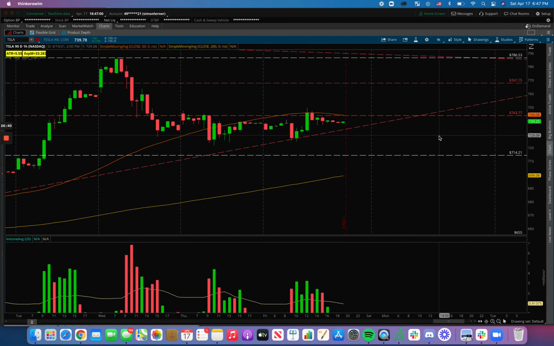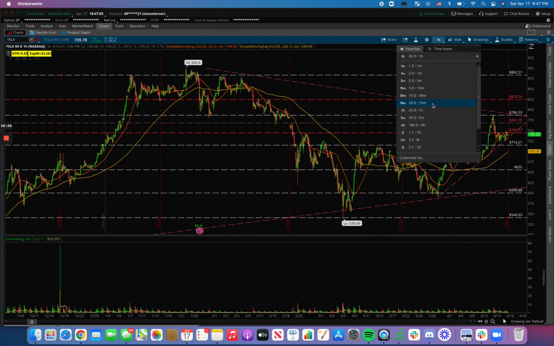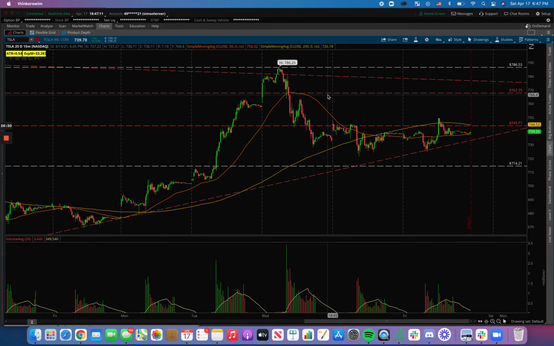So now that we're on the hourly chart, we finished charting on this time frame. We're going to go on a smaller time frame. I like to use the 15-minute. And now this is going to give us intraday levels to pay attention to. So now we can see, where does Tesla really struggle on these smaller time frames.